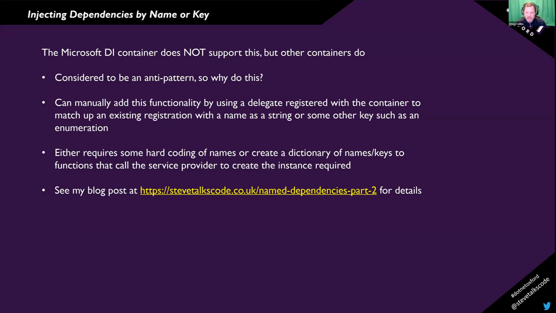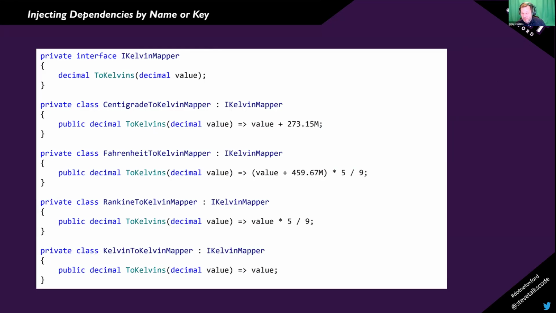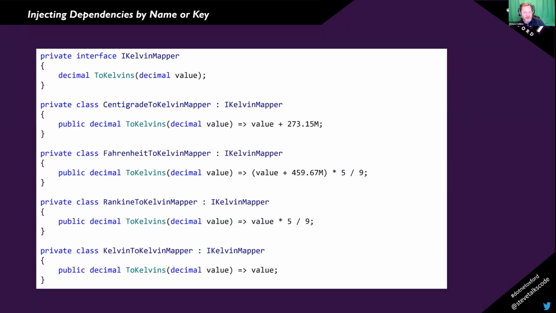So there's a link to the blog where I've gone into, I think it's a 2 or 3-parter, I can't remember, but it goes into a lot of detail. But I do have an example here that's quite aligned to what we were talking about in the chat. So I've got this interface, IKelvinMapper, that's got this function ToKelvins based on a decimal value. I've got implementations: CentigradeToKelvin, FahrenheitToKelvin, Rankine, KelvinToKelvin.